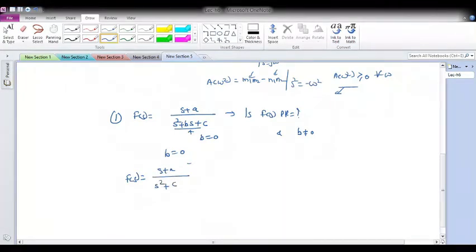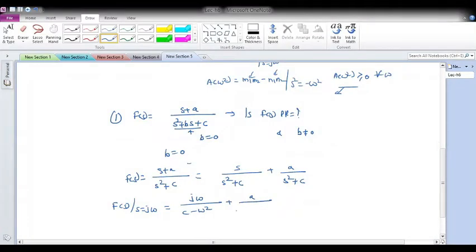Now I have to check whether the real part of this is greater than or equal to 0 or not. So let us separate this. This can be separated as s over s square plus c plus a over s square plus c. Now let me evaluate this f of s at s is equal to j omega. Then it will be j omega upon c minus omega square plus a upon c minus omega square.